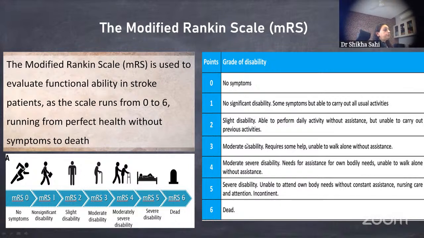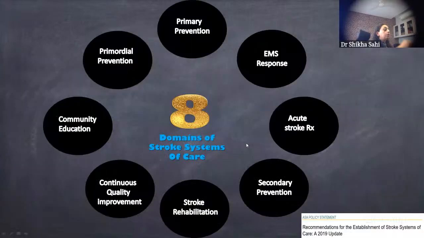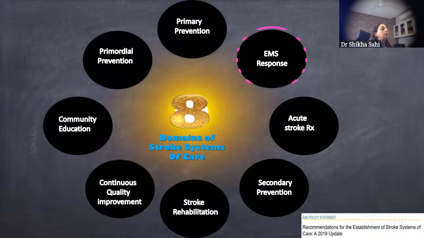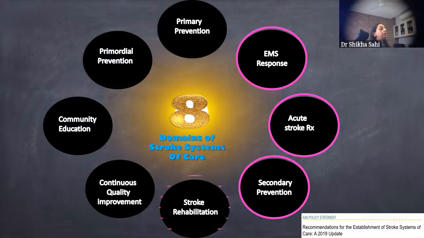So there are AHA guidelines about how we'll go about stroke. There are 8 domains. Our arena is basically how, after the development of stroke, we are able to deal with it in the pre-hospital setting, in the hospital, how stroke treatment is done, the secondary prevention of the stroke, and ultimately the rehabilitation of the stroke. So these are basically the 4 areas, the 4 domains which will help.